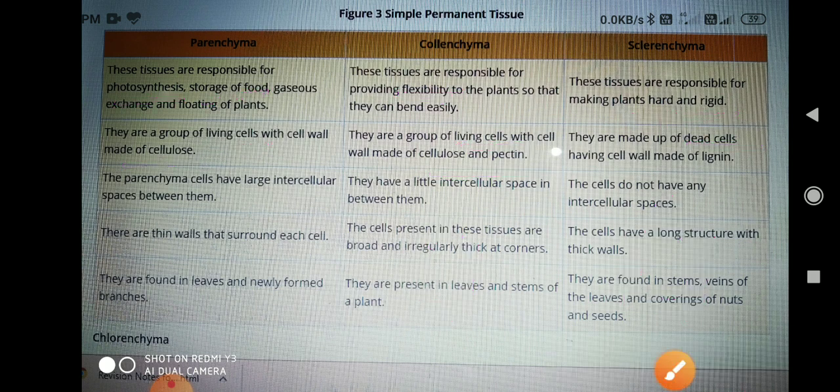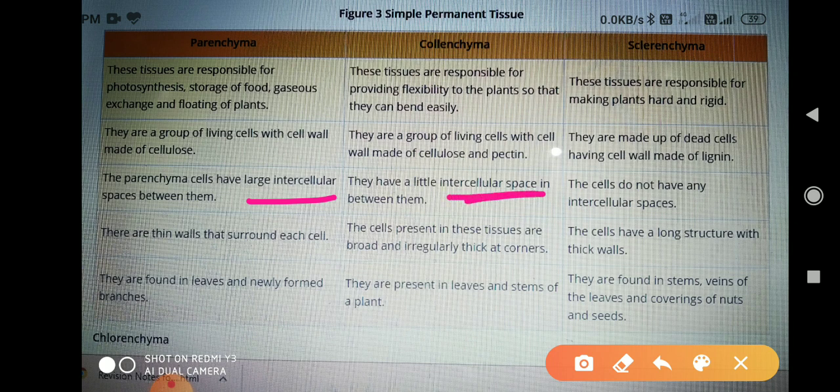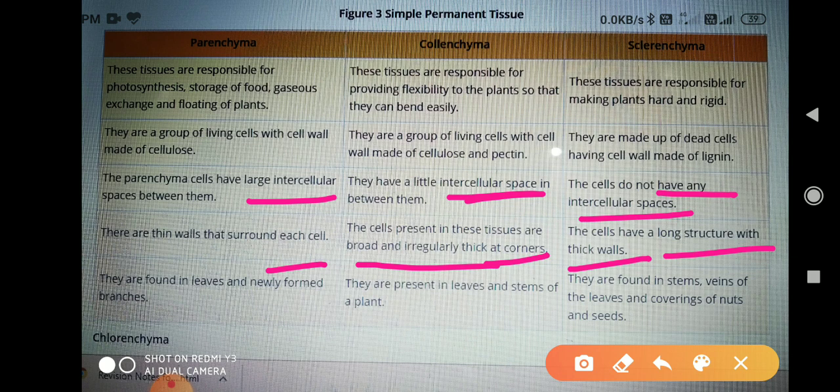Is it okay? Now see, parenchyma has large intercellular spaces, and in collenchyma intercellular spaces are very little or absent, but in the third one no intercellular space. Next is thin walls that surround each cell. The cells present in this tissue are broad and irregularly thickened at the corners, and these cells are long structured with thick walls, and they are found in the leaf and newly formed branches, soft parts.